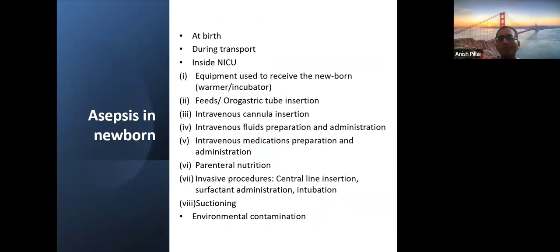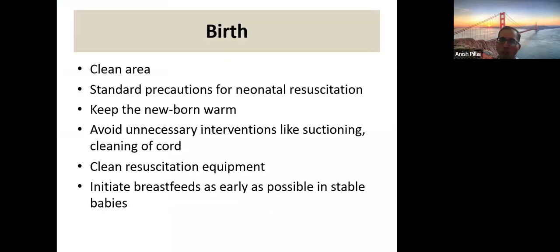So milk handling is important, proper pasteurization if it's a milk bank, proper storage of milk if the mother is expressing and bringing, sterilizing the containers. So every step is important because the babies are prone to infection. They have a very, very low immunity. So we should be sure that we are extra cautious about all these things.